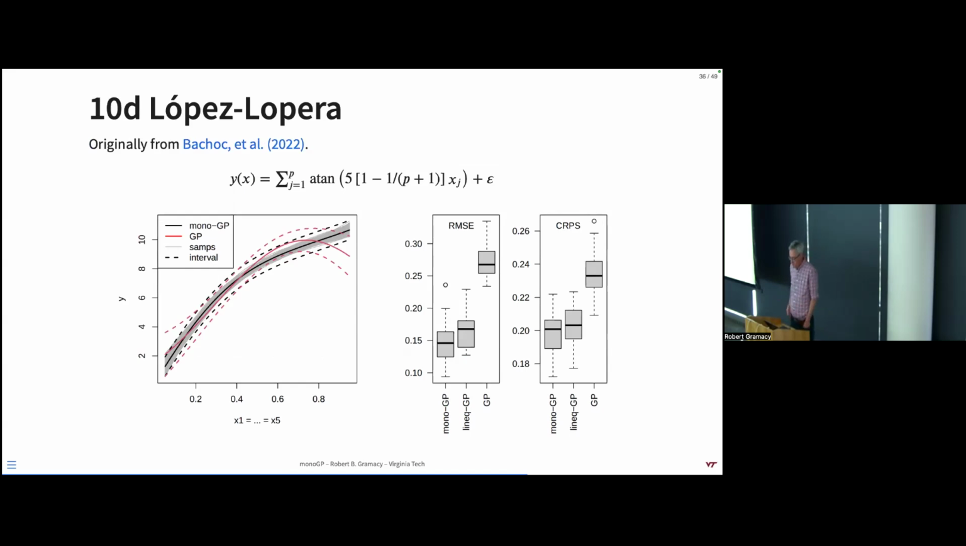Here's a 10-dimensional version where I'm short-circuiting things a little bit that also came from that paper. And you can see that the standard Gaussian process is egregiously wrong. In higher and higher dimension, the information that the function is monotonic is more and more valuable. It helps to constrain your inference to functions that are monotonic. Okay, so that's a monotonic Gaussian process.